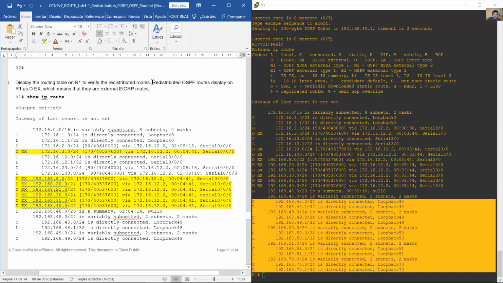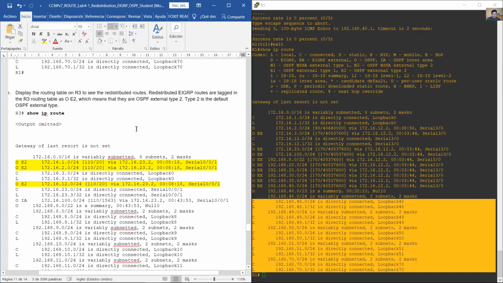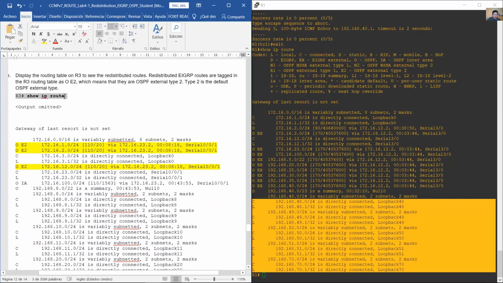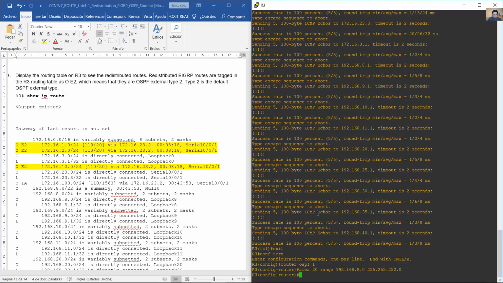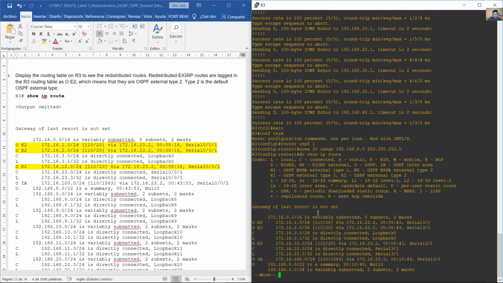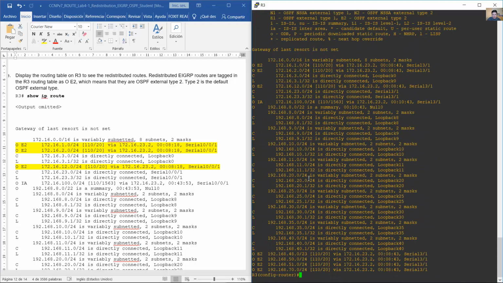Okay, the redistributed OSPF routes display on R1 as D EX, EIGRP external routes. Now go to R3 and do show ip route. Now you can see all of this.